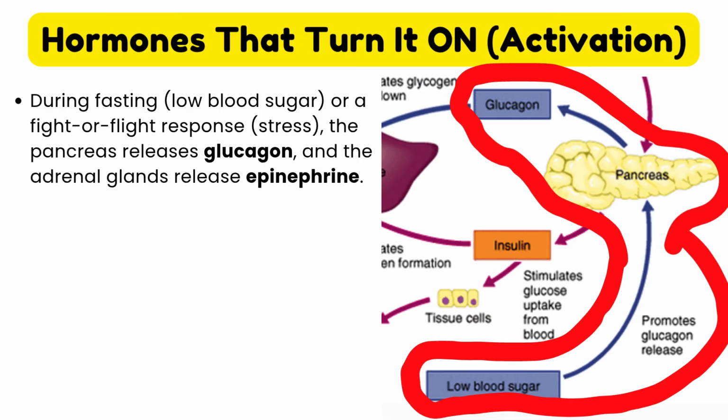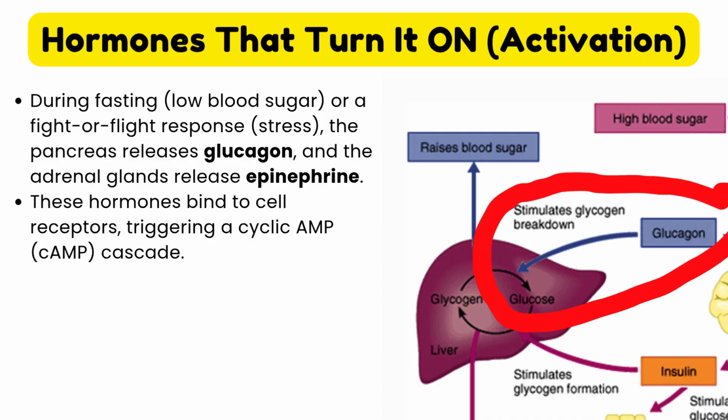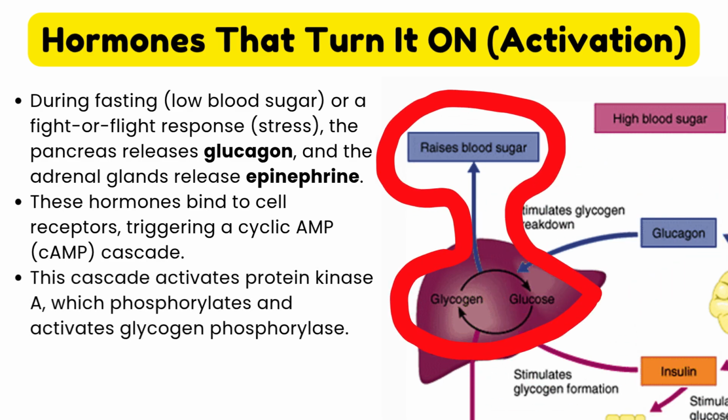The pancreas releases glucagon, and the adrenal glands release epinephrine. These hormones bind to cell receptors, triggering a cyclic AMP cascade. This cascade activates protein kinase A, which phosphorylates and activates glycogen phosphorylase.